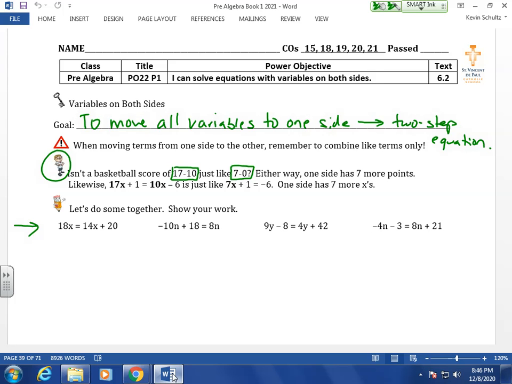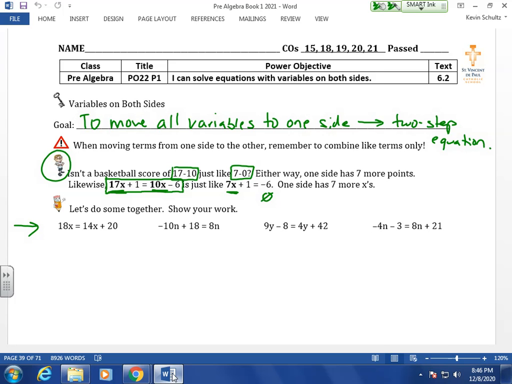So if you look at the equation 17x plus 1 equals 10x minus 6, I've bolded the 17x and the 10x there to show you that having 17x's on one side and 10x's on the other is kind of the same thing as having 7 x's on the left and then none on the right, right? Because whether it's 17-10 or 7-0, in both those situations, you've got 7 more on the left side.